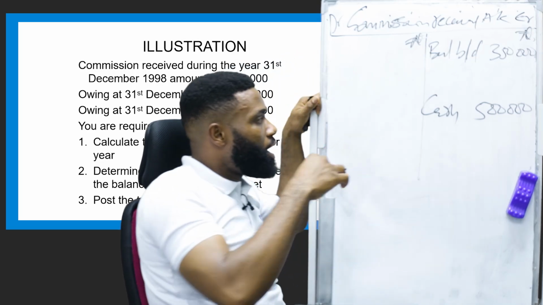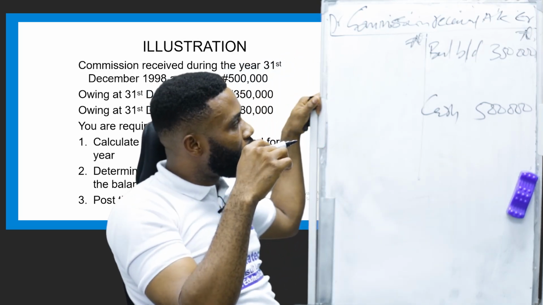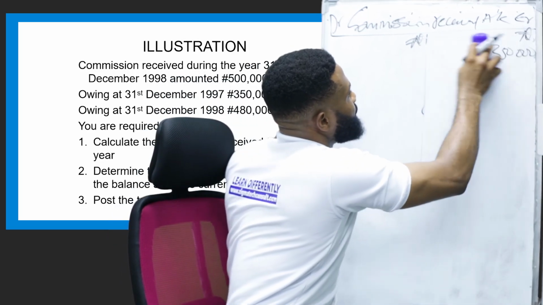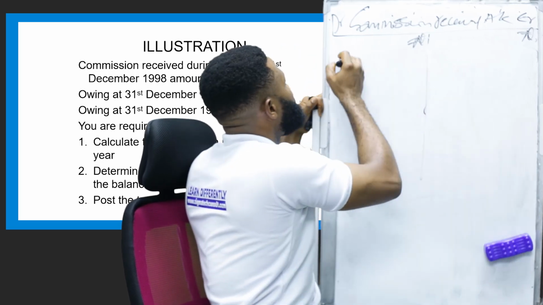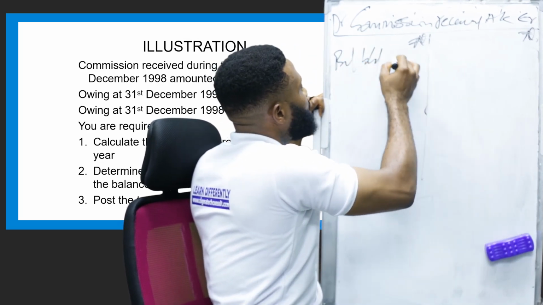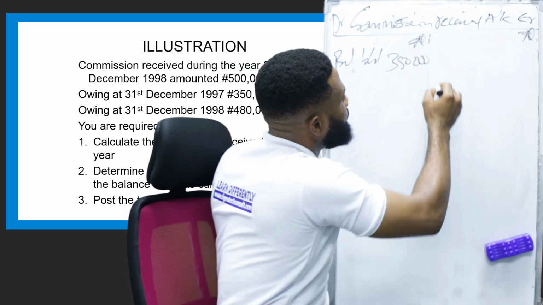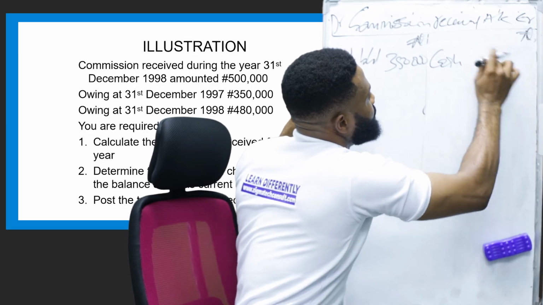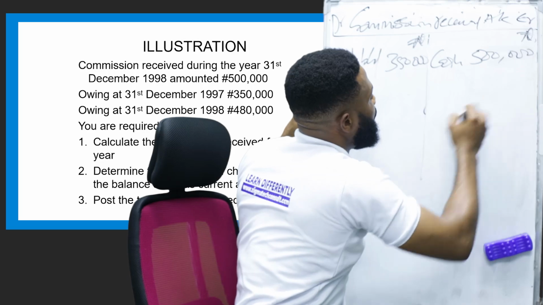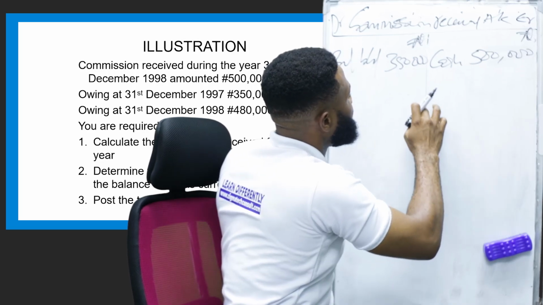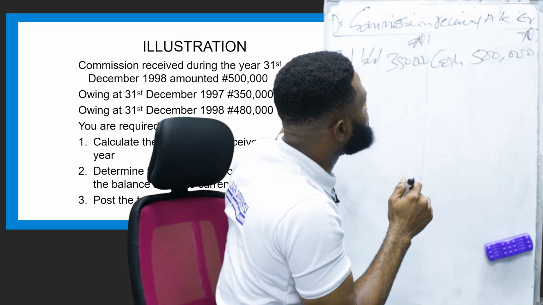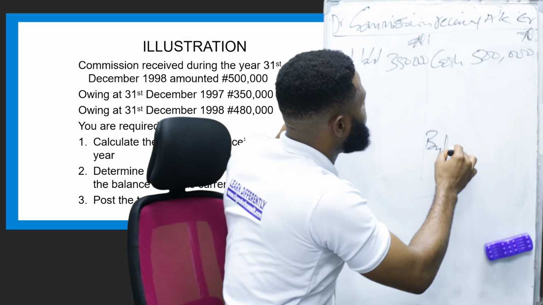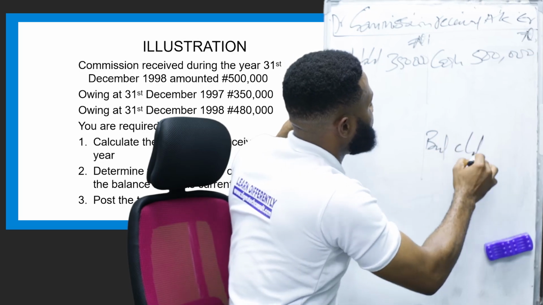And then the one they are owing you at the end of the period. I think I am getting it the other way round. The one owing you for last year is your balance brought down, which is 350. And then this is your cash received for the year, 500,000. And then the one they are owing you at the end of the period is your balance carried down.